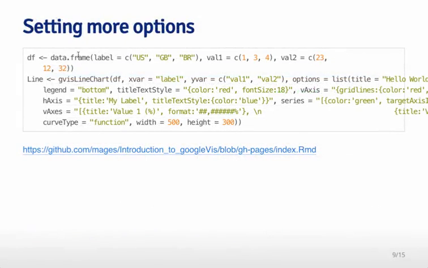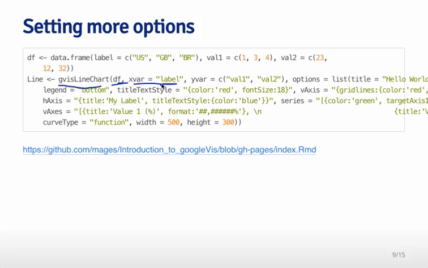So here's an example of setting a lot more options. This is taken directly from a talk given by the GoogleVis creator himself. The idea is I built this data frame here, and I want to build a simple line chart. Here I'm going to use a gvisLineChart to make that line chart. I'm going to pass it this simple data frame.